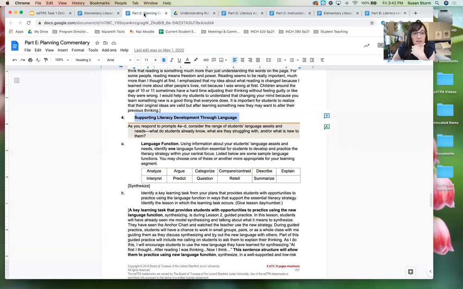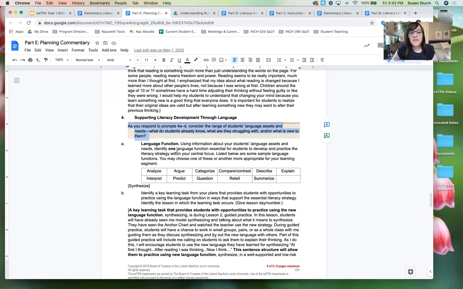let's take a look at the prompts and walk through those and how the student responded, and then I'll go through the rubric. So the first question, and this is one where it says, consider the range of students' language assets and needs. Although this is not one of those look out for the IEPs, it is asking you to think about your students' backgrounds, their assets, what they already know, what you know they're struggling with as you think about planning their language. So it's asking you to consider their backgrounds, not their IEPs, those obligations, but definitely their backgrounds.